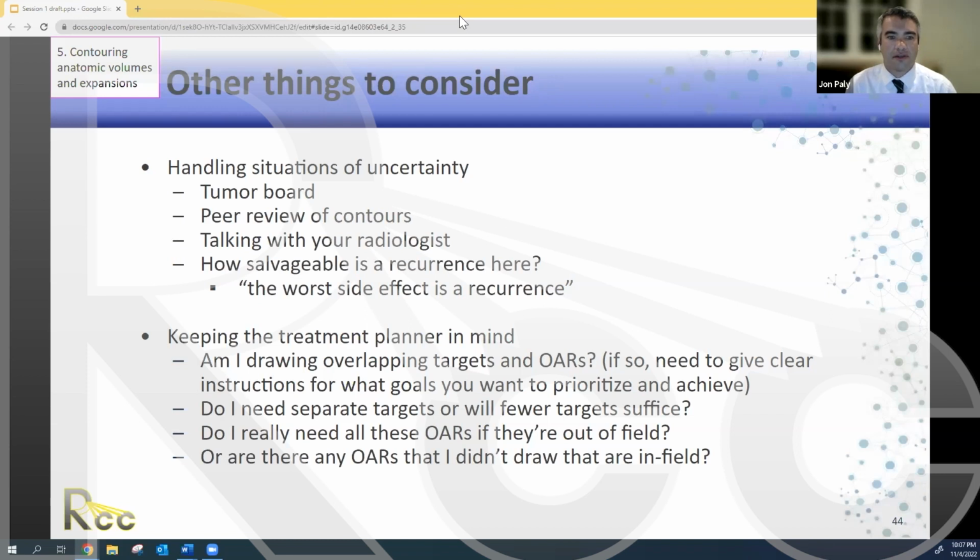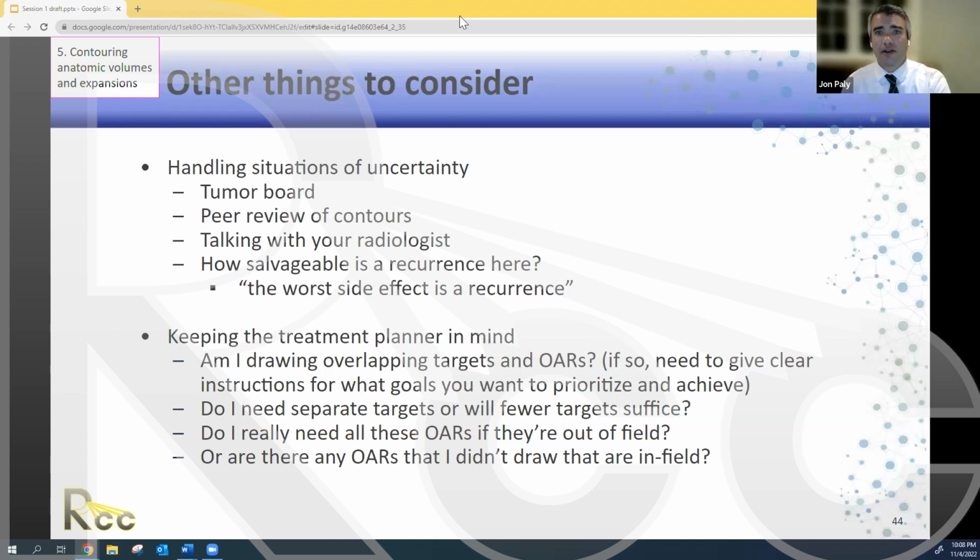As a completely separate topic, I think it's important to keep your treatment planner in mind, whether that's your medical physicist or a dosimetrist. They do great work for us and are often very overburdened. So it's important to think about whether we're drawing targets and organs at risk that completely overlap each other. And if so, we should tell them which we want to prioritize and to what degree. And then ask yourself things like, do I really need separate targets if they have the exact same dose? Do both pelvic lymph node stations that are getting the same dose need to be planned separately, or can they be planned together to make things a little bit simpler?